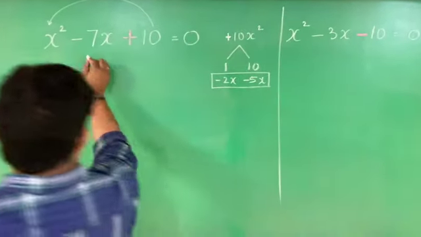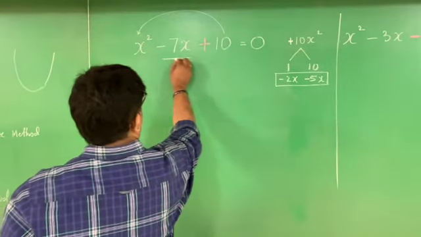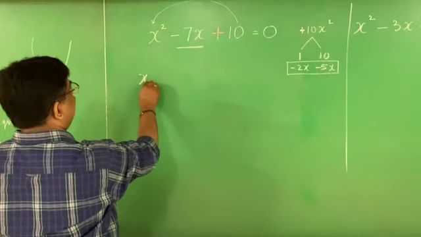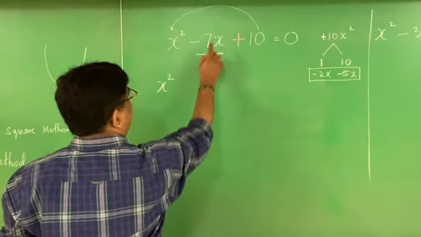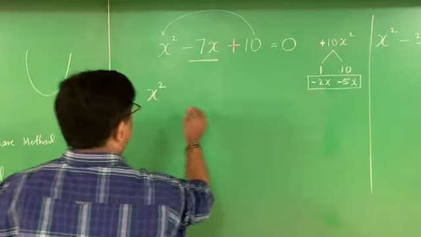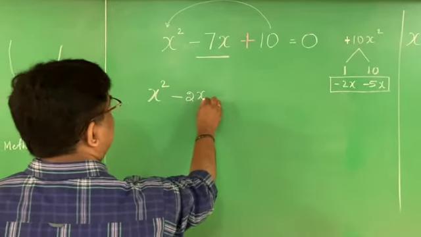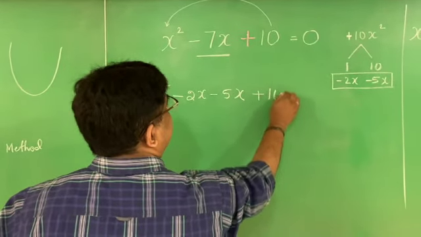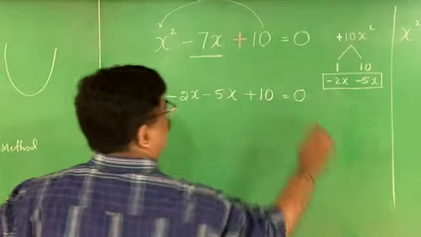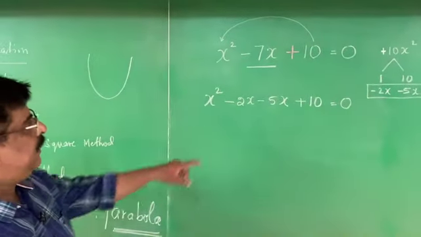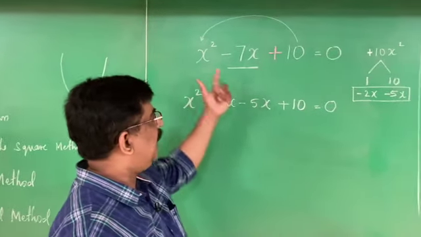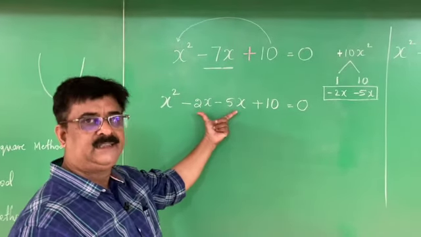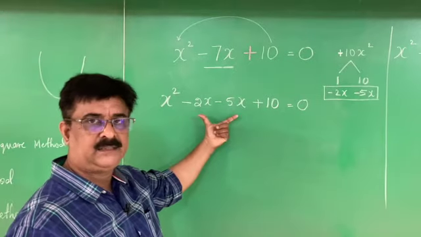Therefore, the middle number is split into these two. Therefore, x square, I don't write the middle number. Instead of the middle number, I write those two. Minus 2x, minus 5x, and write the constant as it is, equal to 0. Simple. Middle term is split. I am factorizing the trinomial, splitting the middle number. That is the method used for factorization.